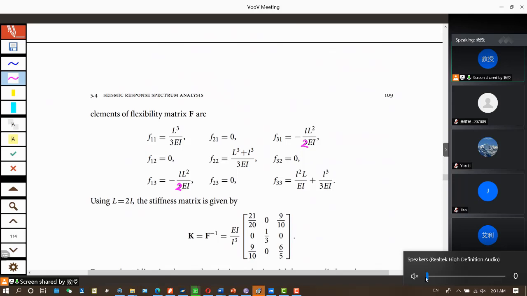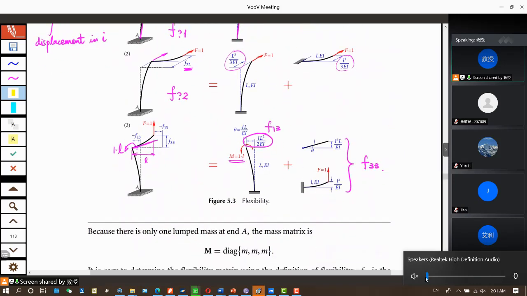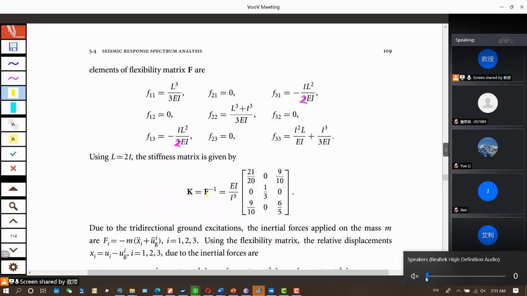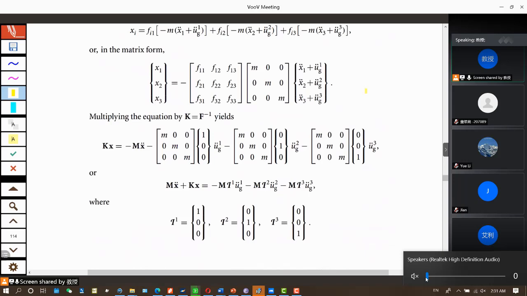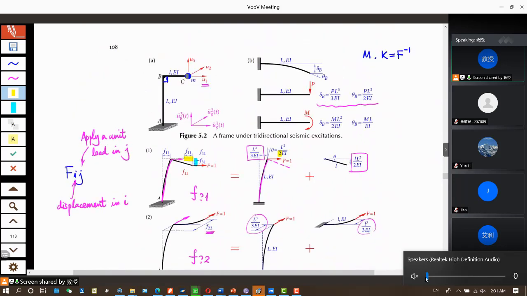Okay, for the mass matrix, because we have a lumped mass at C, the mass in direction 1, direction 2, and direction 3 are all m. Because we have only one lumped mass at end C, the mass matrix is a diagonal matrix with m, m, m. Okay, so we have our mass matrix.